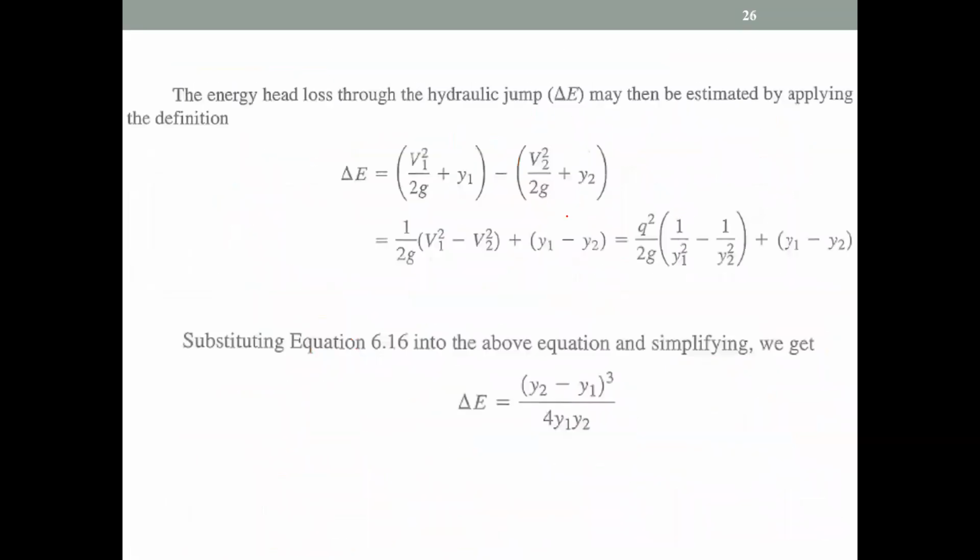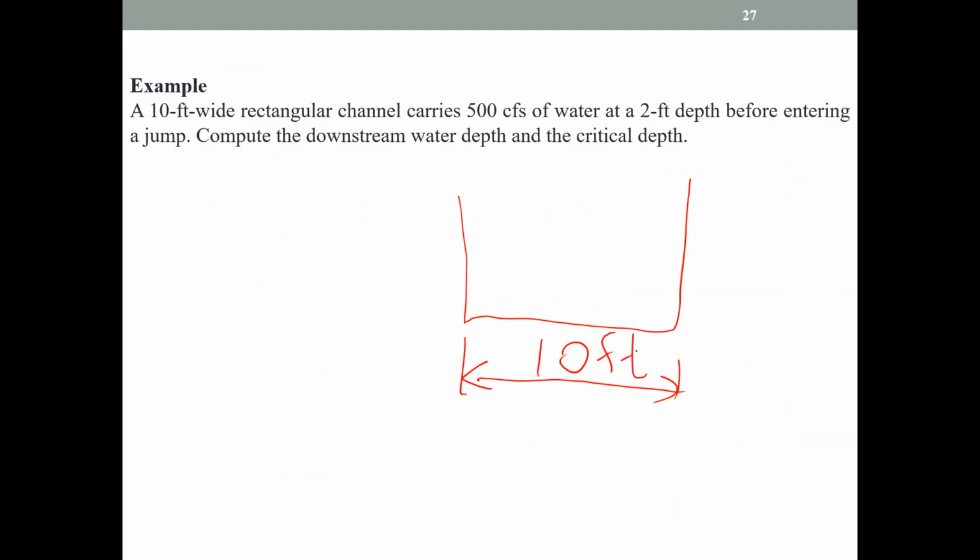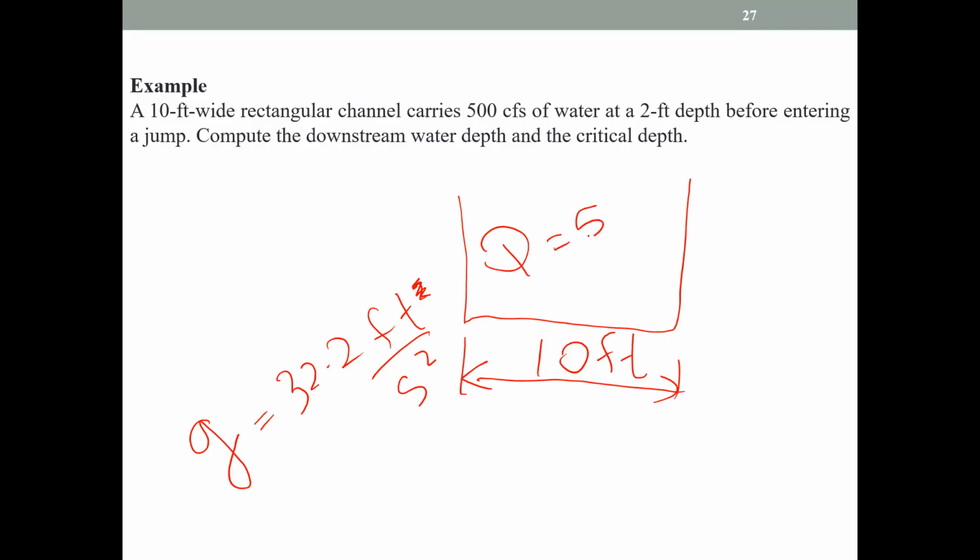Okay, again in your assignment, there is a question, I think this question. Basically what it says is that there is a 10 feet wide rectangular channel. This rectangular channel, the width is 10 feet. Be careful, we are talking about the US unit system, so the acceleration of gravity, I think 32.2 feet per second squared, right? So you have the width 10 and the flow rate Q equal to 500 cubic feet per second.